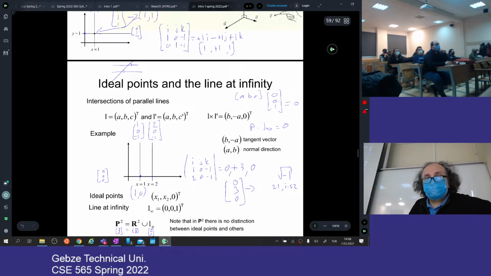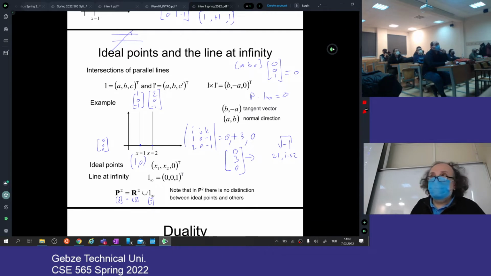Sir, so this geometric rule will not be applied for infinity, like maximum or minimum physical things?